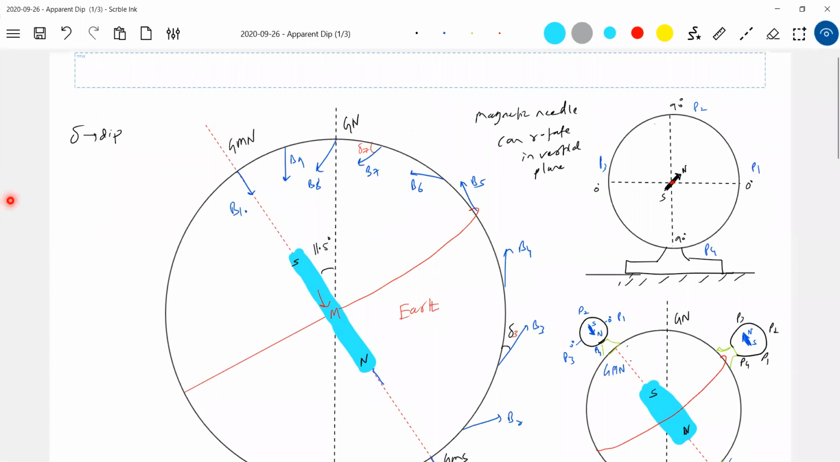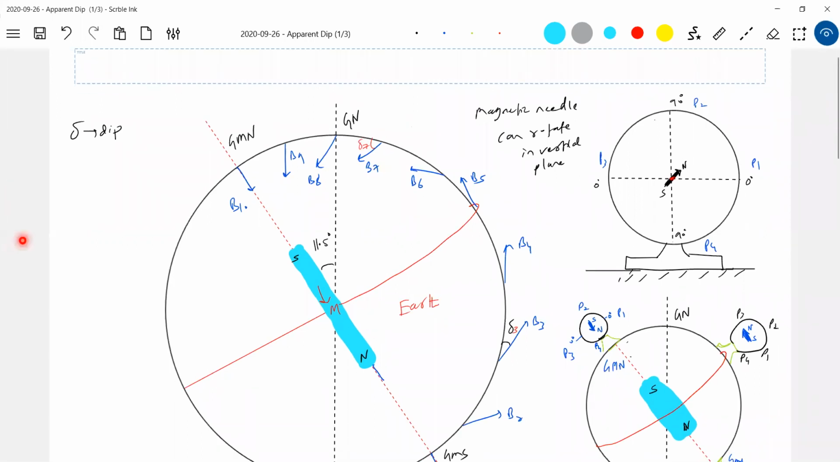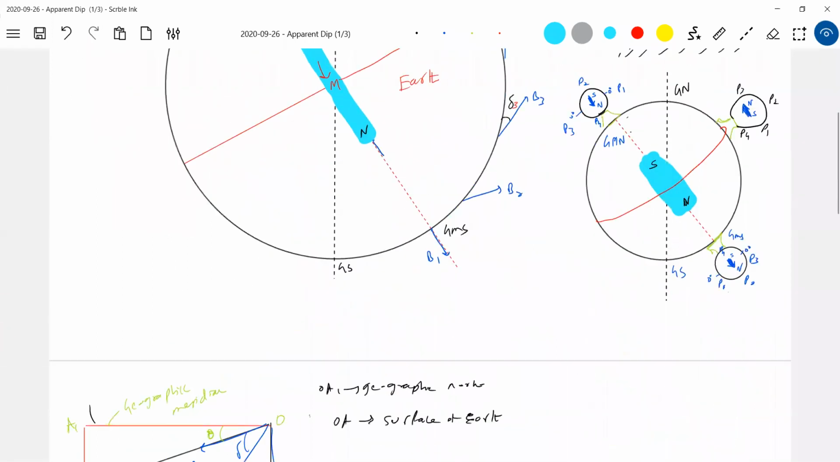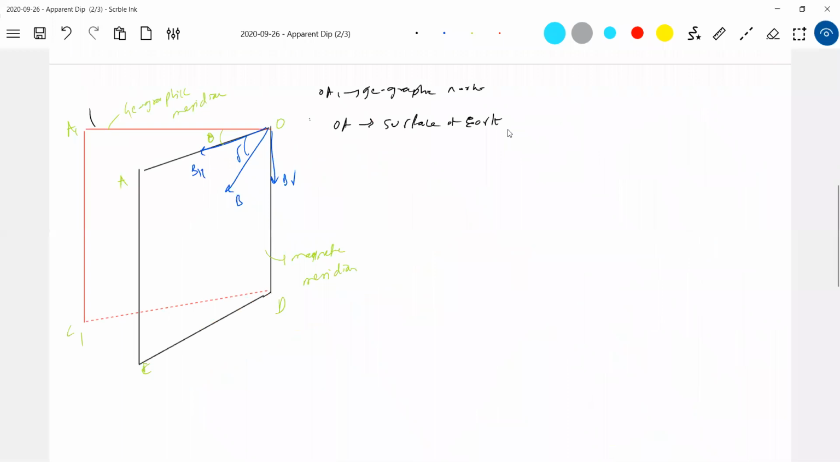What do you mean by apparent dip? It's not a true dip, meaning it has some error. The dip you measure has error. Using the apparent dip, how can I predict the true dip? That is what I'm trying to do here. For that, this particular diagram is very important.